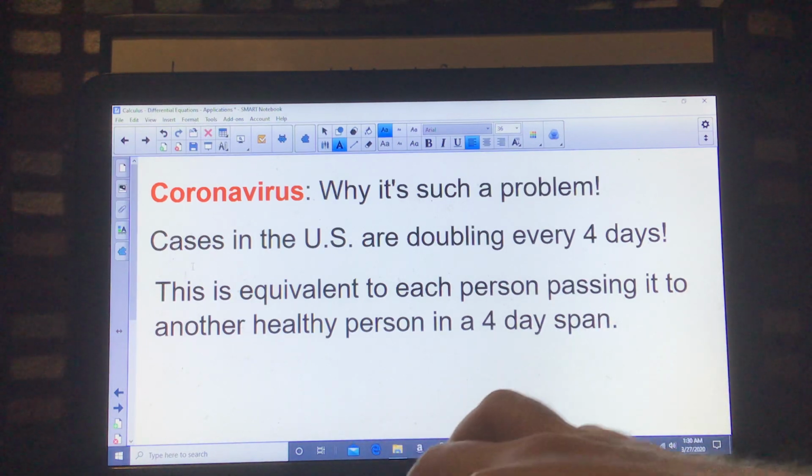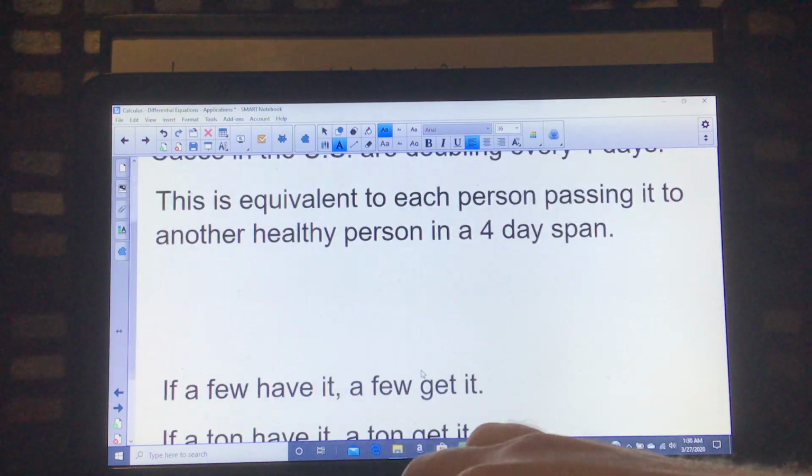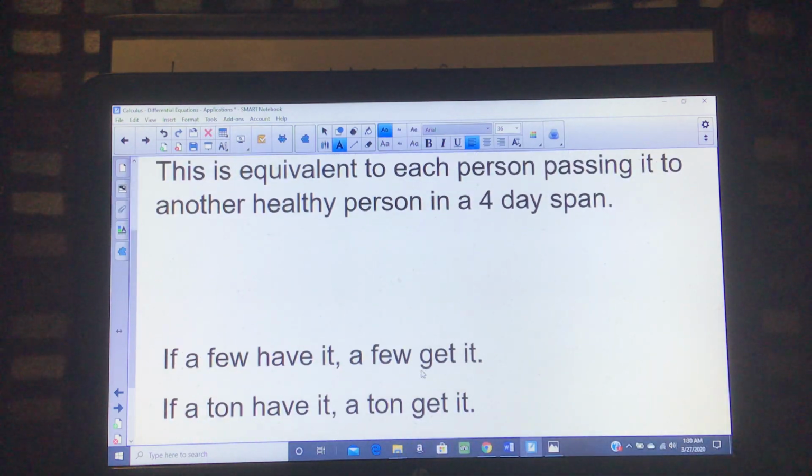Now, what this means for its growth is if only a few have it, only a few get it. If only like 3 people are infected, well, 4 days later, 3 more people have it, and there'll be a total of 6. The problem becomes that if a lot of people have it, a lot of people get it. So if 1 million people have it, 4 days later, another 1 million people will get it.